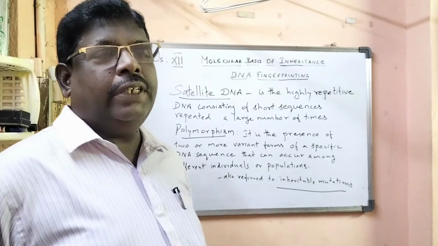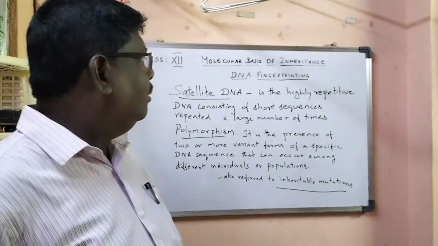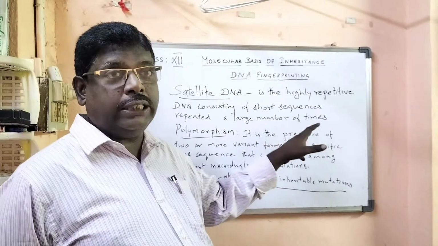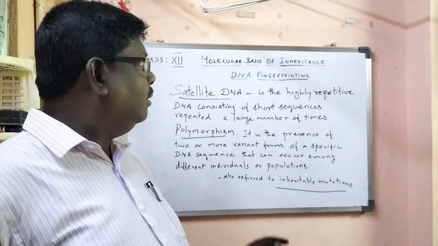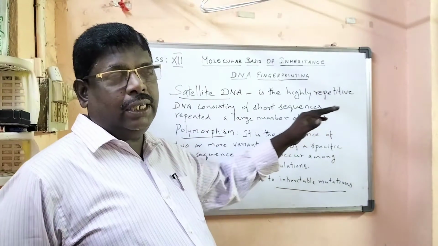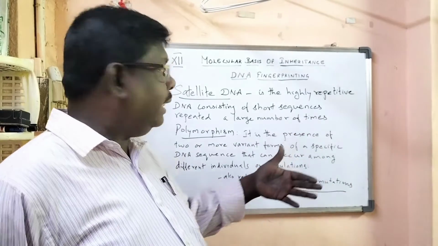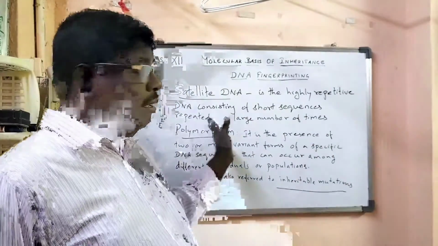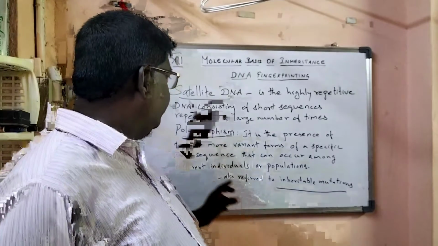Some more definitions. Let us see. First is satellite DNA. It is highly repetitive DNA consisting of short sequences repeated a large number of times. The nucleotides are repeated again and again. Consisting of short sequences and a large number of times, that is called satellite DNA.